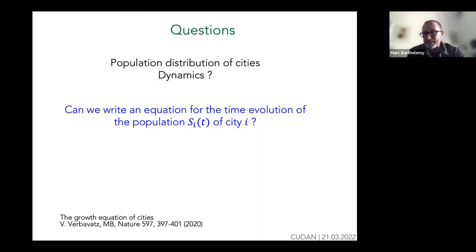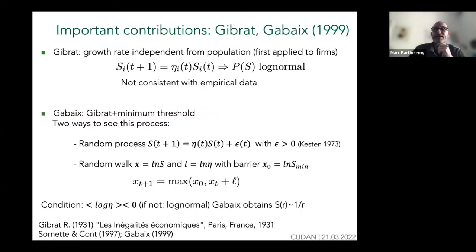And in fact, this problem can be condensed in one question: can we write an equation describing the time evolution of the population, let's say S_i(t), of the city i? So can you write an equation for all these cities in the country? And can you explain the Zipf law, or what seems to be a Zipf law, and the dynamics? And the answer is yes, but it took some time.